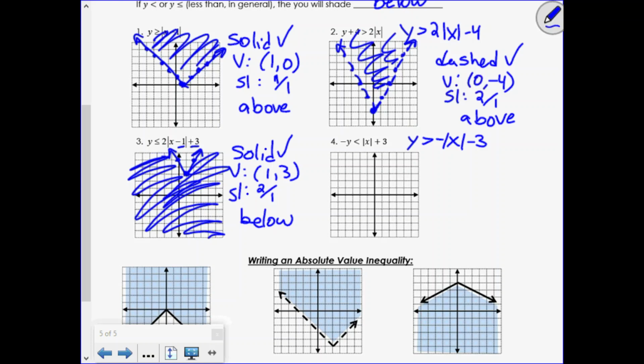Keep your eyes peeled. So this is going to be solid or dash. What would my vertex be? Is there anything inside the absolute value bars? Okay, so my first number, which is supposed to come from the absolute value bars, there isn't anything there, so I put a 0. My second number comes from the outside at the end, which is -3. And then my slope comes from the very, very front, in front of the absolute value, -1.